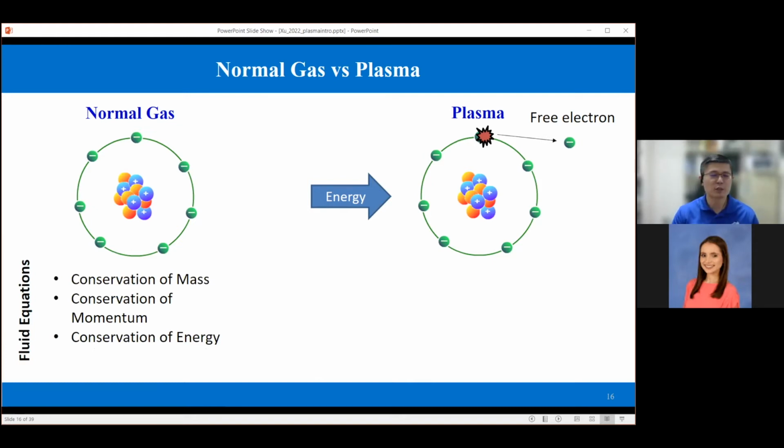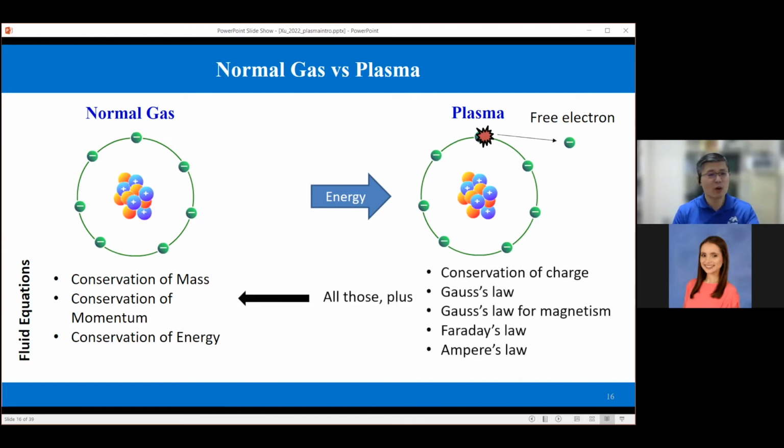So from a mathematical standpoint, a normal gas tends to follow what are called the fluid equations, right? So this is the conservation of mass, conservation of momentum, and conservation of energy, right? And going to a plasma, you still have all those because the plasma is generally still a gas, just a gas with extra stuff in it, extra charged particles. So you still have the conservation of mass, momentum, and energy, but because you have charged particles, you now have to account for the behavior of those charged particles. So you have conservation of charge, and you have what are called Maxwell's equations, which are these four: Gauss's laws, Faraday's law, and Ampere's law, which makes a plasma much more mathematically complicated, and I like to say messy, than a normal gas. Right? So it makes it a bit harder to study compared to a normal gas.